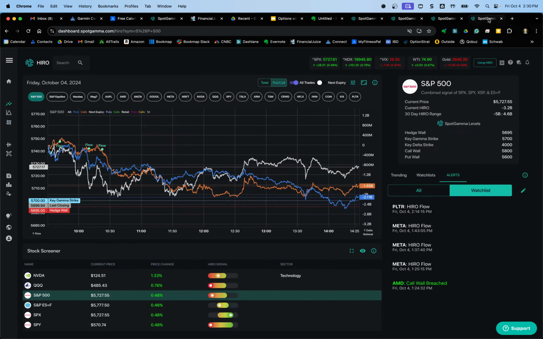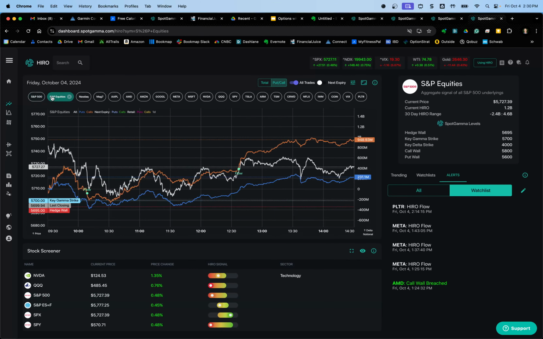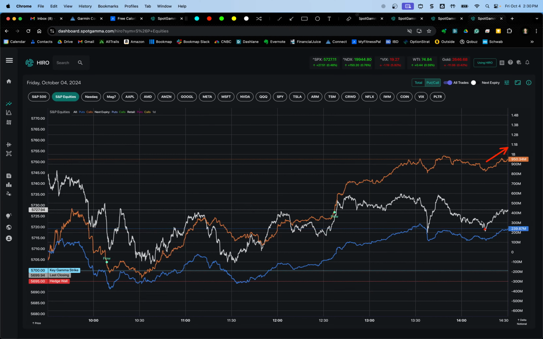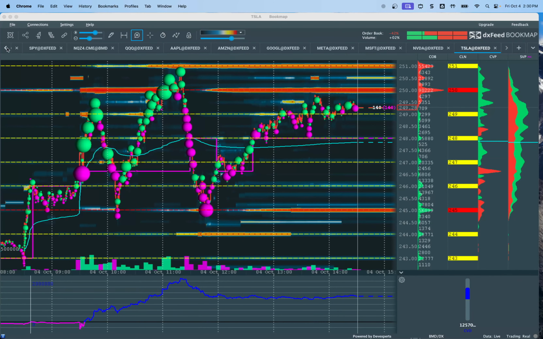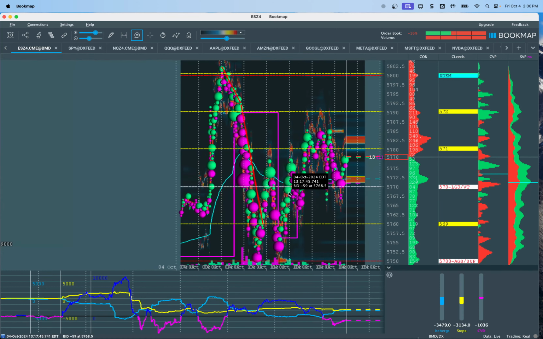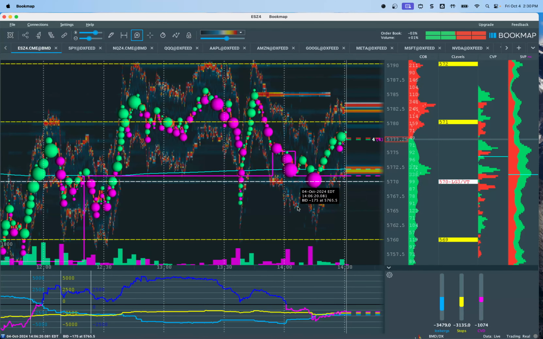Let's go back to Hero, go back to the equity signal, go to full screen. So the equity signal may be starting to turn up again. Let's go check Bookmap, go back to the S&P 500. So it looks like ES did find support right around the SPY 570 volatility trigger.